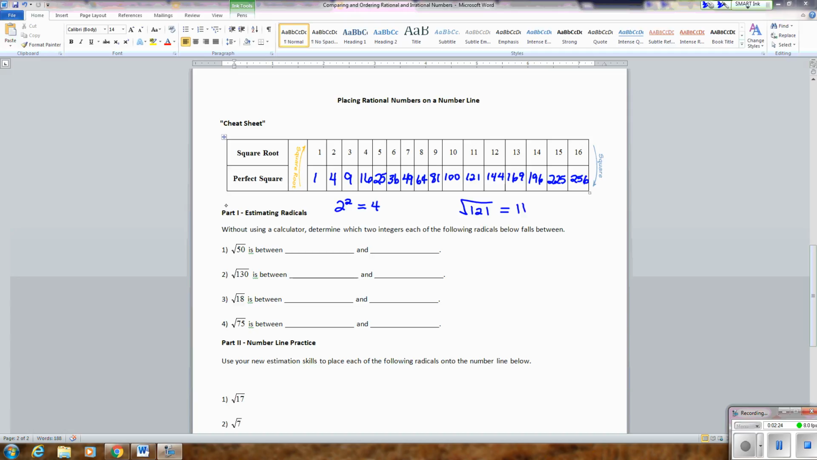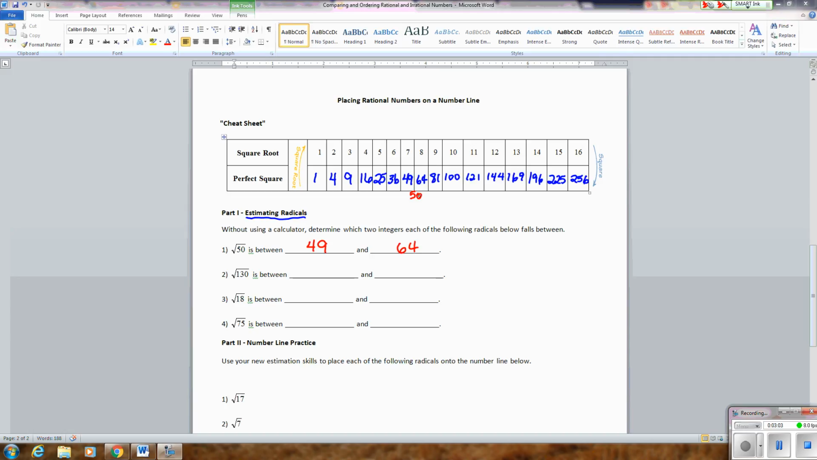So now we're going to use our cheat sheet up here to what we call estimate some radicals. Okay, so without using a calculator, we're going to determine which two integers, or which two whole numbers, each of the following radicals falls between. So the square root of 50. So let's go up here to our perfect squares and find where 50 falls between. Okay, so 50 would fall right here between 49 and 64, correct?